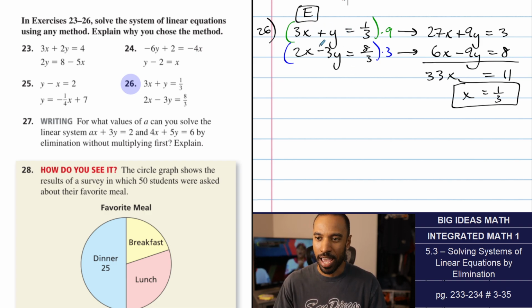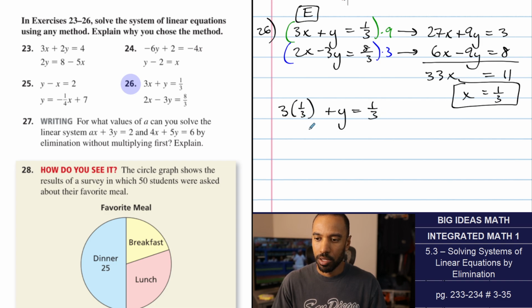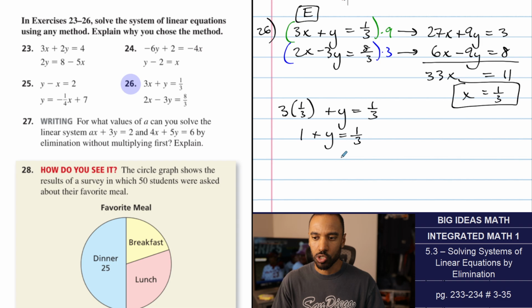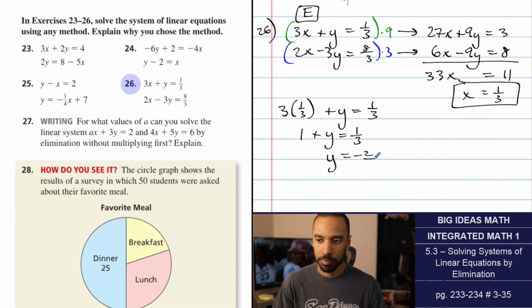Let's solve for y now, and I'll use the top equation. 3x, 3 times 1/3 is good, plus y equals 1/3. 3 times 1/3 is 1. What's 1/3 minus 1? Well, negative 2/3.